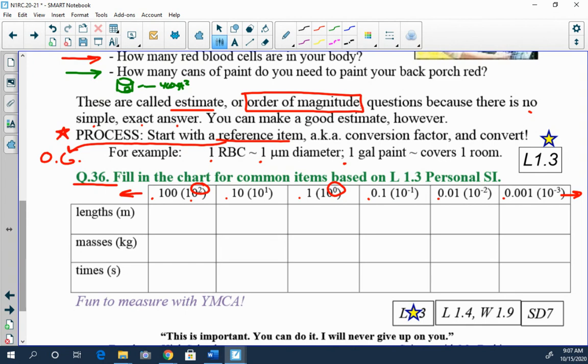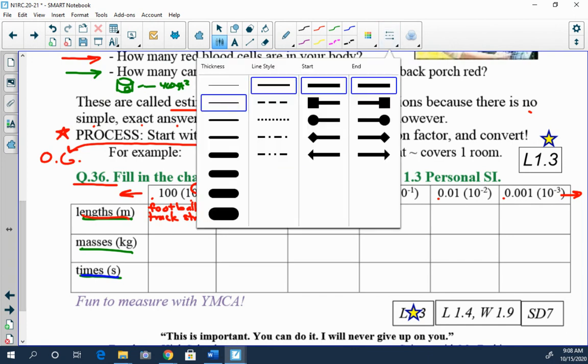And to turn these into magnitudes, we then have to hook them up with the item we're talking about, whether it's a length, a mass, or a time. So let's color code. Lengths will be red, mass will be green, times will be blue. So let's look at a couple of these. Okay. Do we know anything that's roughly 100 meters in length? Well, yeah, we've got like the football field. We've got the track straightaway. Anything else? Let's see. Let's thin this out a little. Oh, it already is.